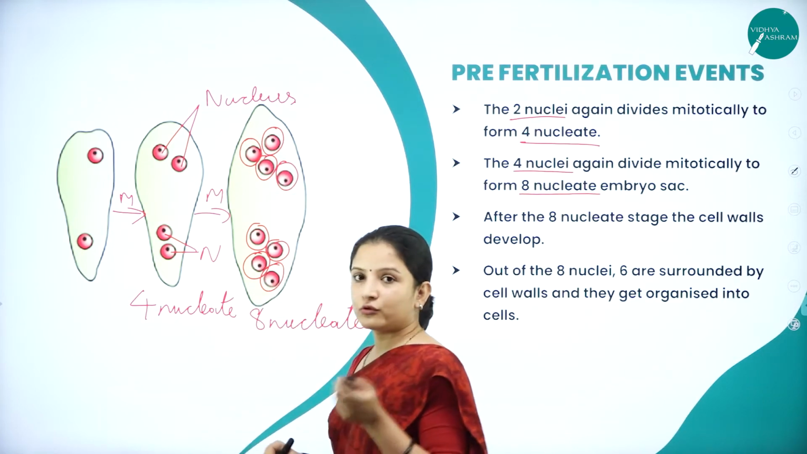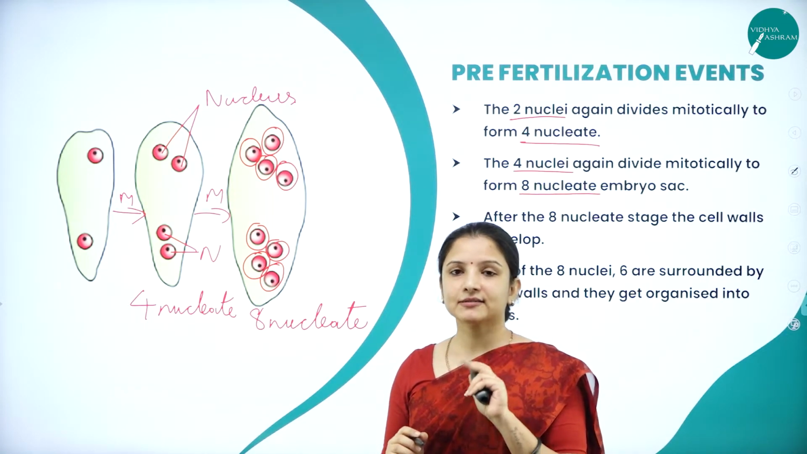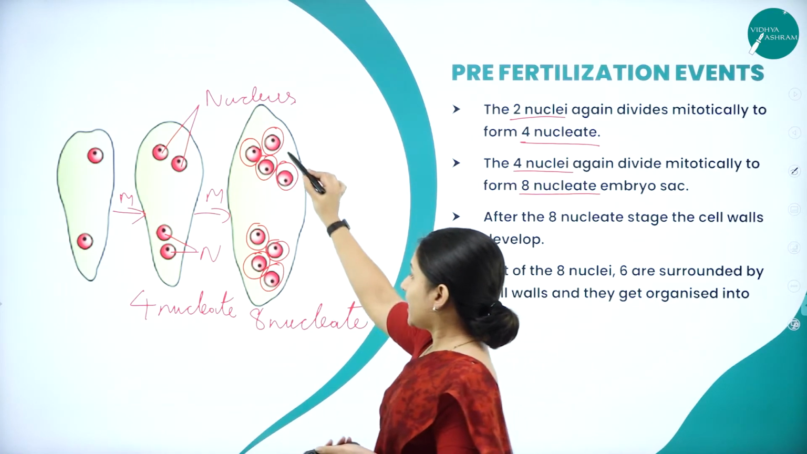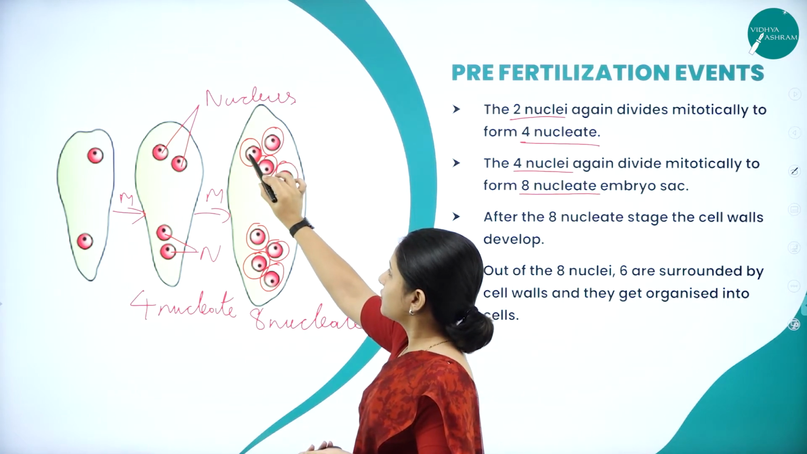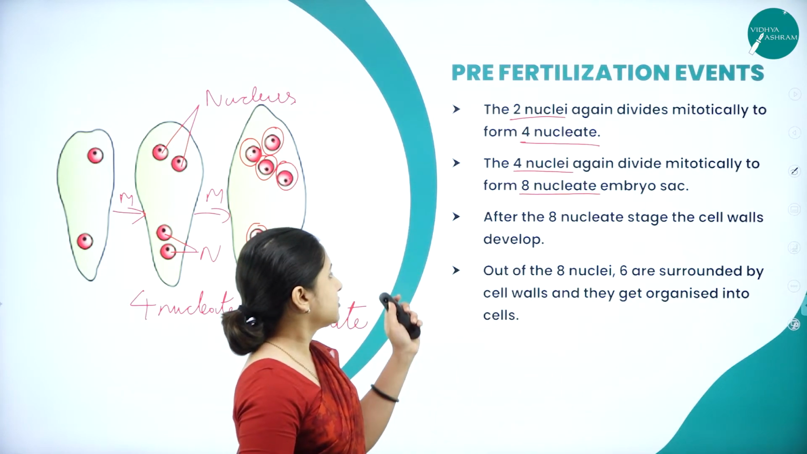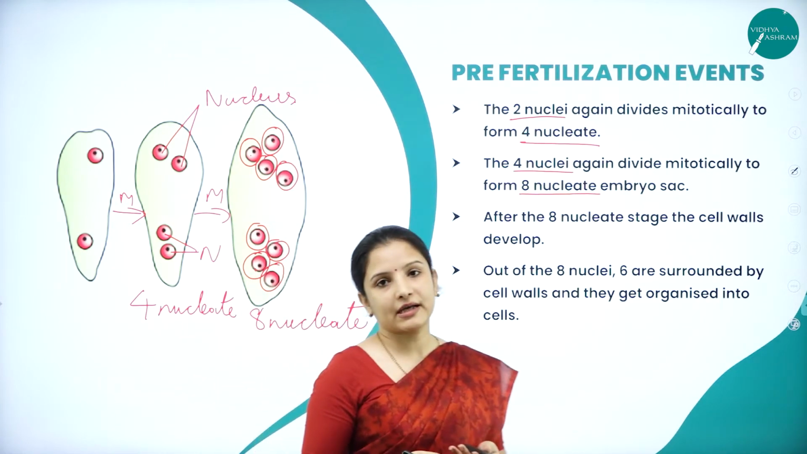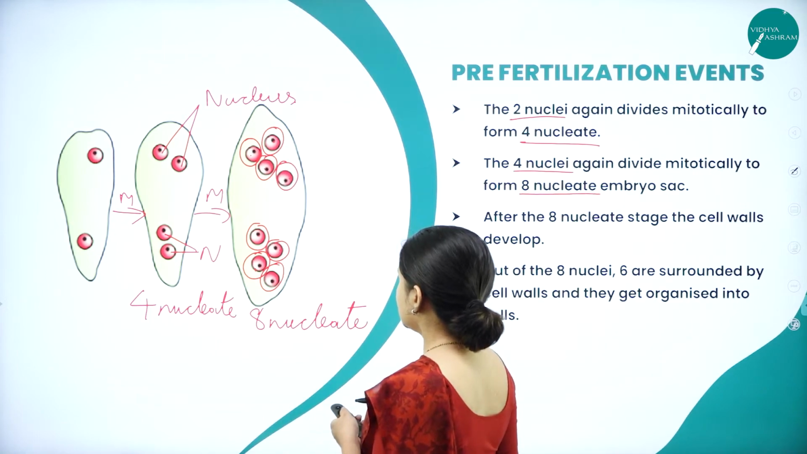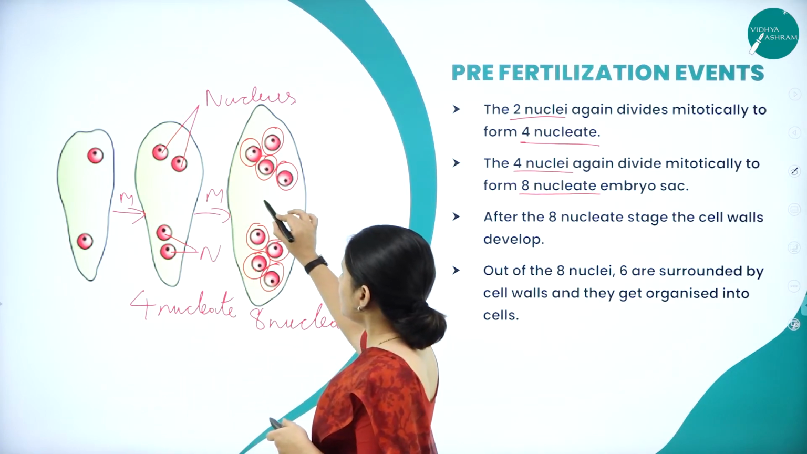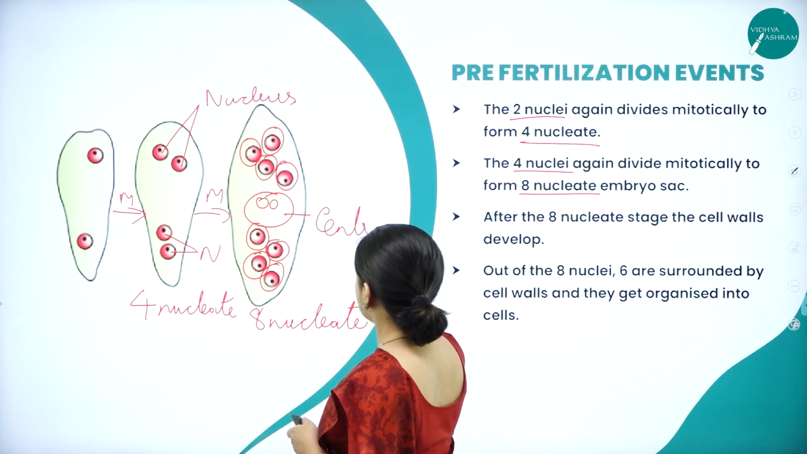Remember, I told you in the previous session that the embryo sac is 8-celled, right? Once the cell wall develops around the nucleus, the embryo sac has 8 cells: 1, 2, 3, 4, 5, 6, 7 and 8. Out of the 8 nuclei, 6 will get surrounded by cell walls and get organized into cells. Why only 6? Because the other 2 will form the central cell, right?